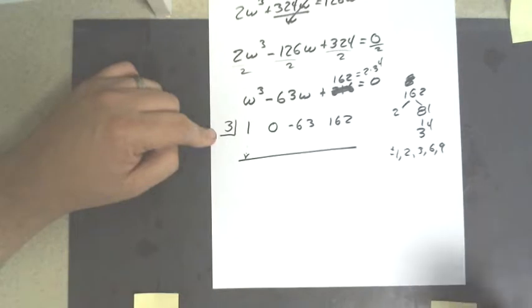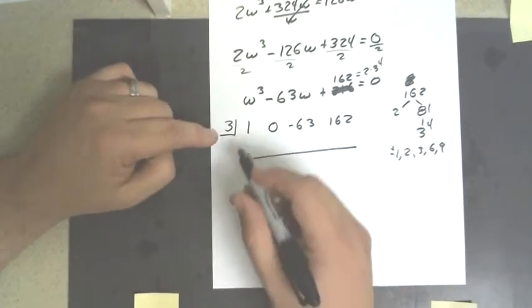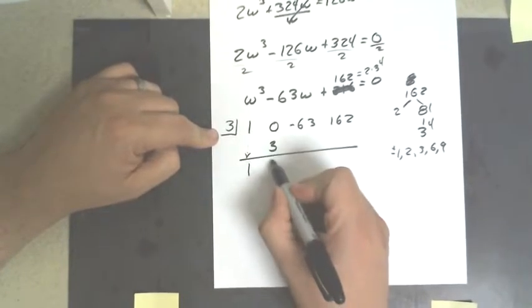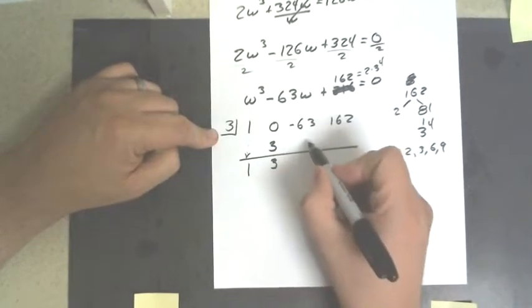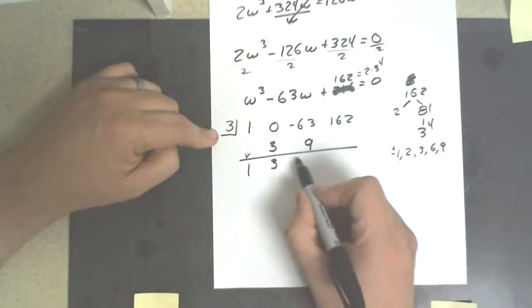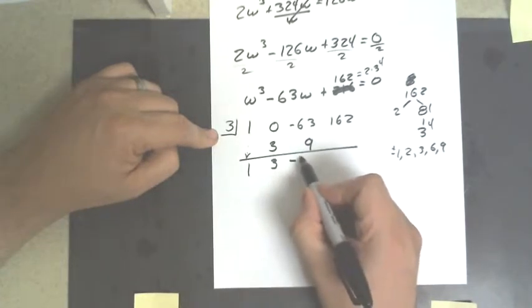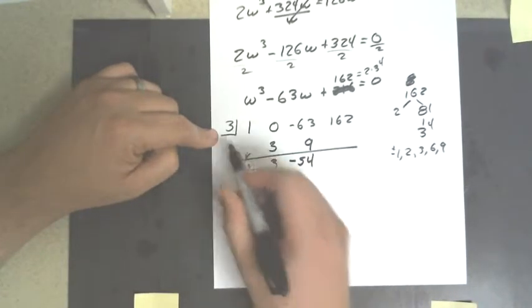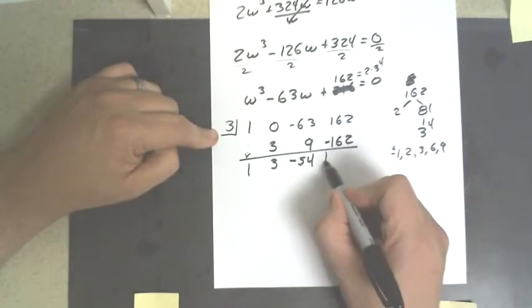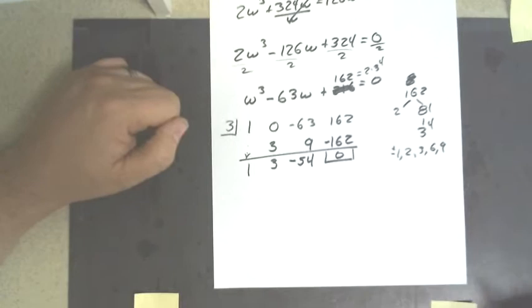But, worst case scenario, you check a couple things that you don't need to. You practice your synthetic division. Everybody's happy. So the 1 comes down. 1 times 3 is 3. Add them together, you get 3. 3 times 3 is 9. So 9 minus that is what? Negative 54. And negative 54 times 3 is indeed negative 162. Just like we wanted to have happen.